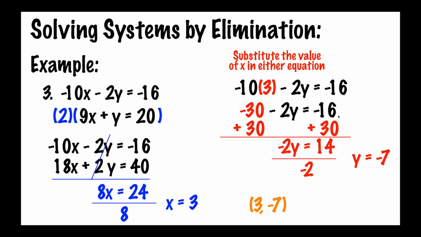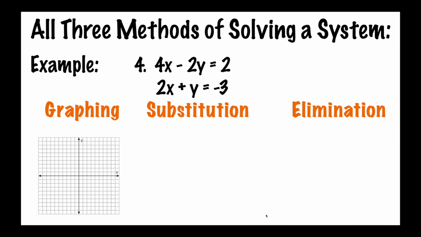Now again, we really need to check those solutions. So if I take a minute to do negative 10 times 3, that's negative 30. Negative 2 times negative 7 is going to give us positive 14. So if I have negative 30 plus 14, it does give us negative 16. Then over here, 9 times 3 would be 27. Minus 7 would give us 20. So now we know that 3, negative 7 is a valid answer.